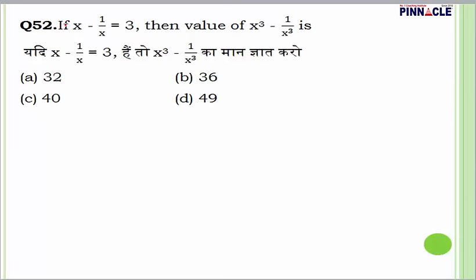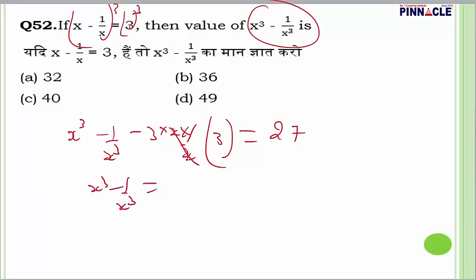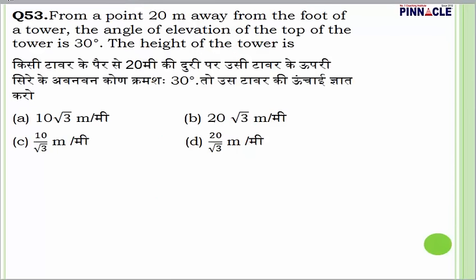Now, if x minus 1 by x is equal to 3, if we cube both sides, then we will have x3 minus 3 into x into 1 by x, and here x minus 1 by x is equal to 3, so that should be equal to 27. We have to find the value of only x3 minus 1 by x3, so 27 plus 9, 36 should be the answer. Answer is B.